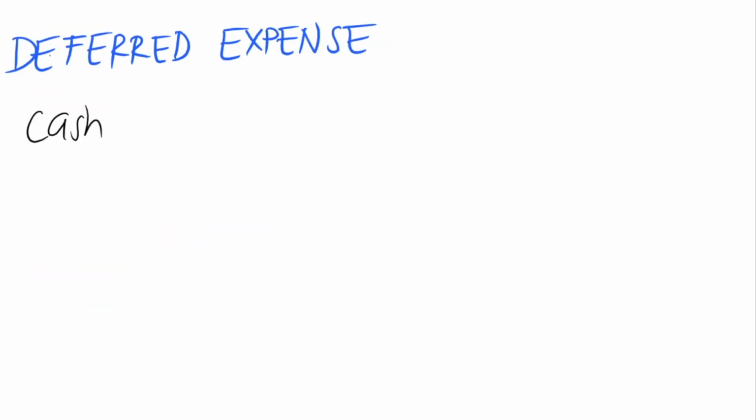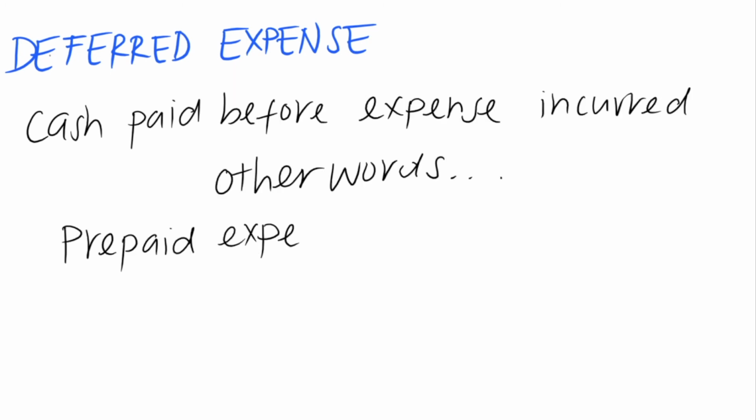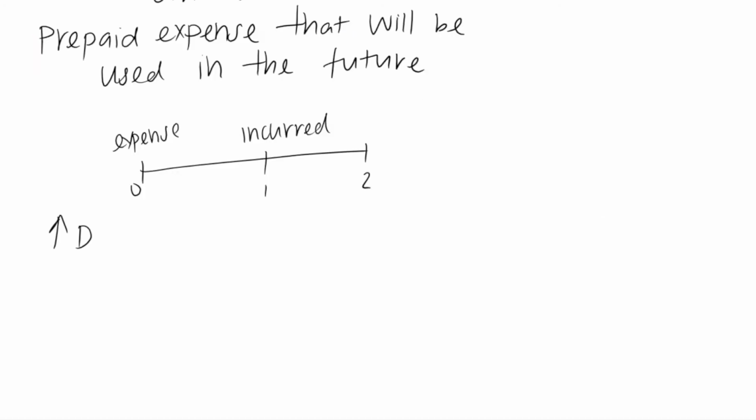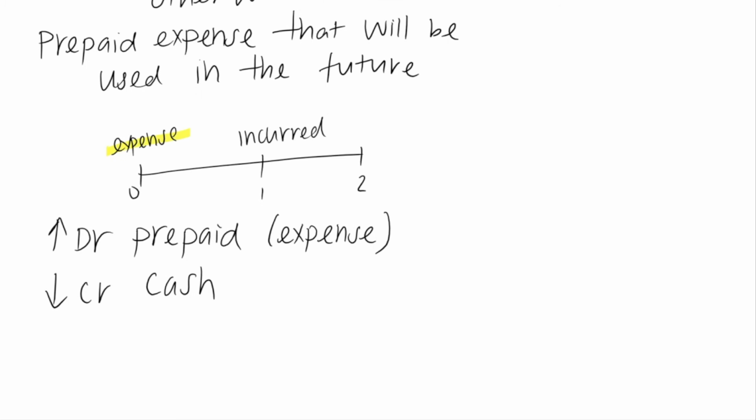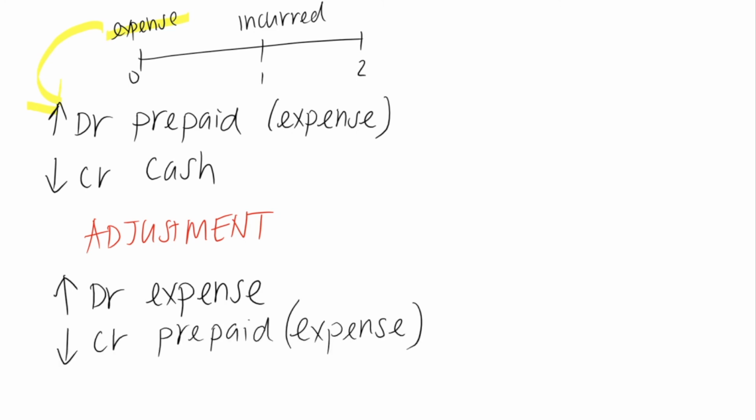However, a deferred expense is when cash is paid before the expense is incurred. A company will sometimes prepay for an expense that has yet to be used. Cash will be decreased as prepaid expense will increase. Once part of the prepaid expense is used, it must be credited, whilst the expense is now debited.